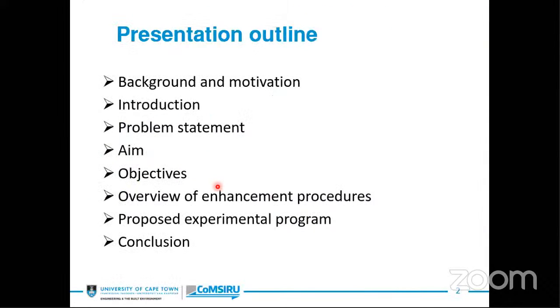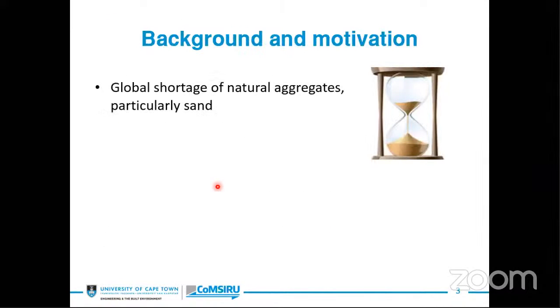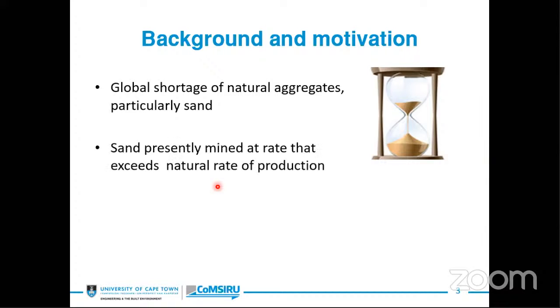Here is an outline of my presentation. I'll begin with the background and the motivation behind my studies. There is a global shortage of natural aggregate, especially sand. Presently, sand is extracted at a rate that is more than the rate of natural production. This has led to environmental issues such as coastal erosion and the loss of biodiversity at sand mining sites. Also, socioeconomic issues have been observed, such as illegal sand mining and sand wars across the globe.